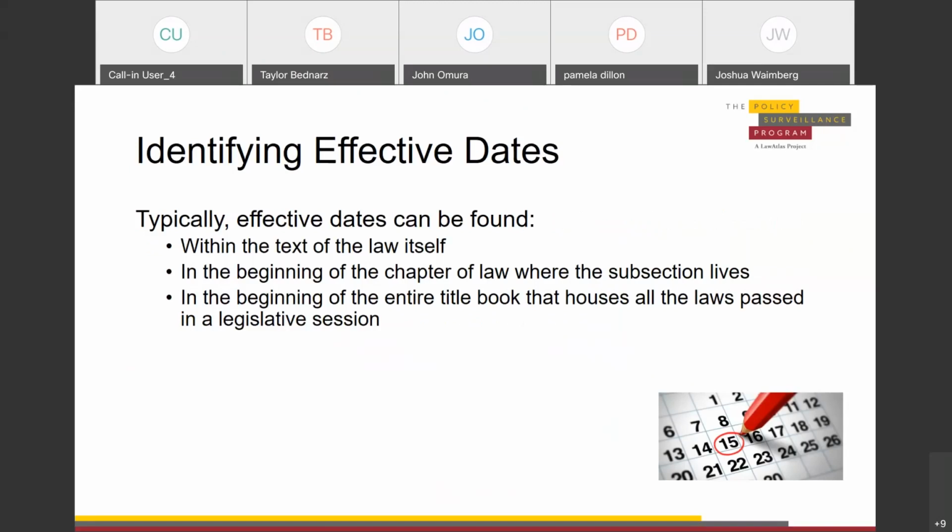Finally, they can also be noted in the beginning of the entire title book that houses all the laws passed in that legislative session. If you're not finding your effective date in any of these places, what you might need to look for is if your state, your jurisdiction, etc., has a specific rule surrounding effective dates. There are some states, for example, where every law that's passed in a certain legislative session goes into effect on the same date the next year. So you will need to find those rules if the effective date is not obvious to you in the course of your research.